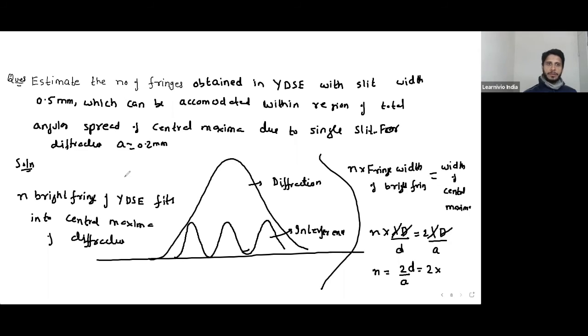So you just have to calculate how many bright fringes fit. That's 2 into d, which is 0.5 mm, divided by a, which is 0.2 mm. You can convert 0.5 into meters by multiplying with 10 raised to minus 3, and do the same for a, but these multiplication factors will cancel out each other. So n comes out to be 5. You can say that 5 maxima of interference will fit into the central maxima of diffraction. This is an important question. This was in CBSE exams 2017.